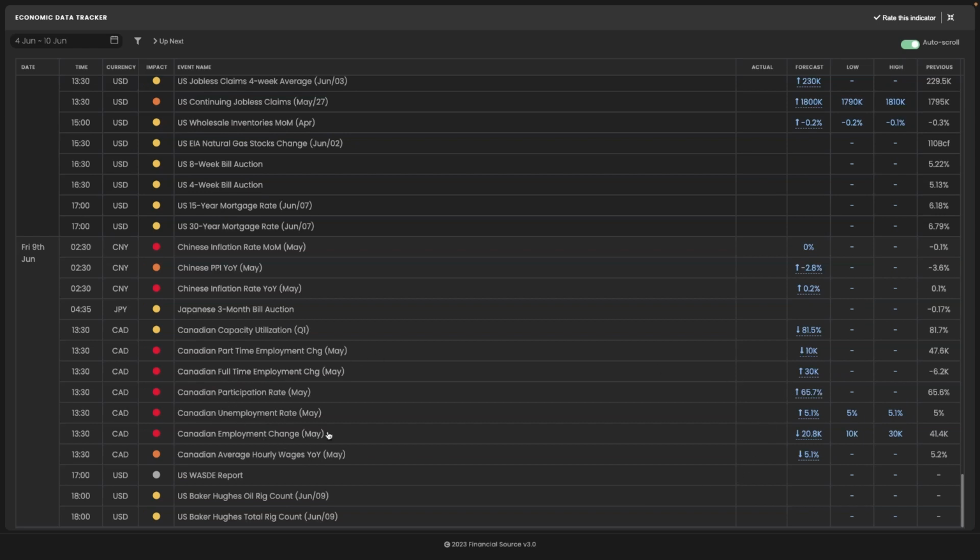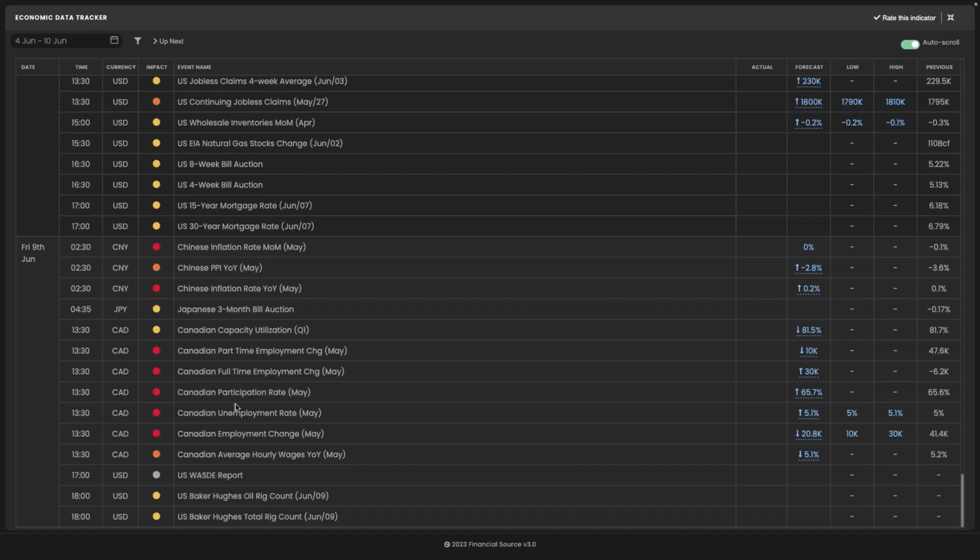So you could look for CAD strength. Now, if you see the opposite, if you see unemployment rate high coming in at 5.2%, if the employment change comes in low, below 10,000 jobs added, and the majority of those jobs are part-time rather than full-time, then you would expect the Canadian dollar to fall. So that's what I'd look at.